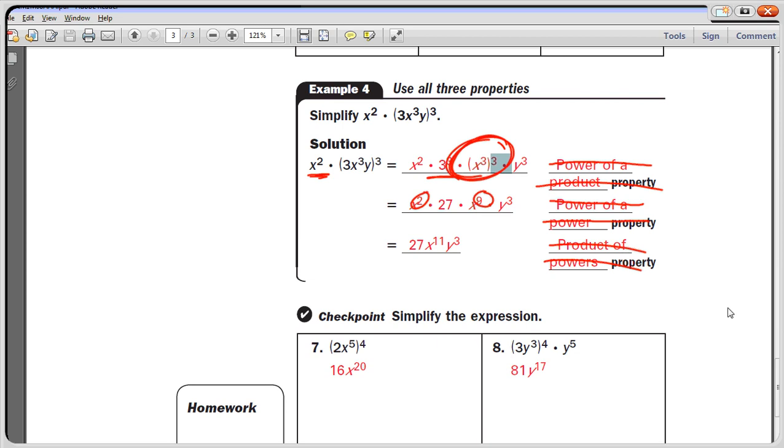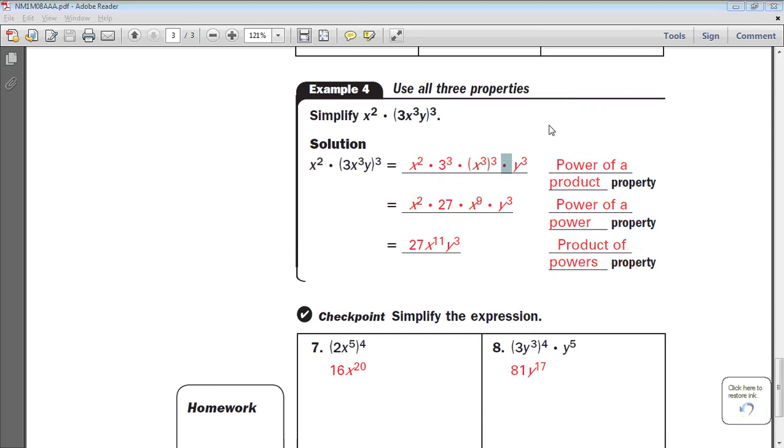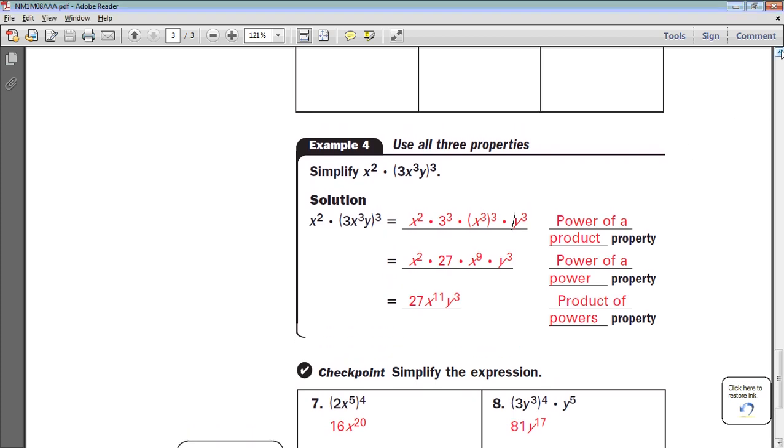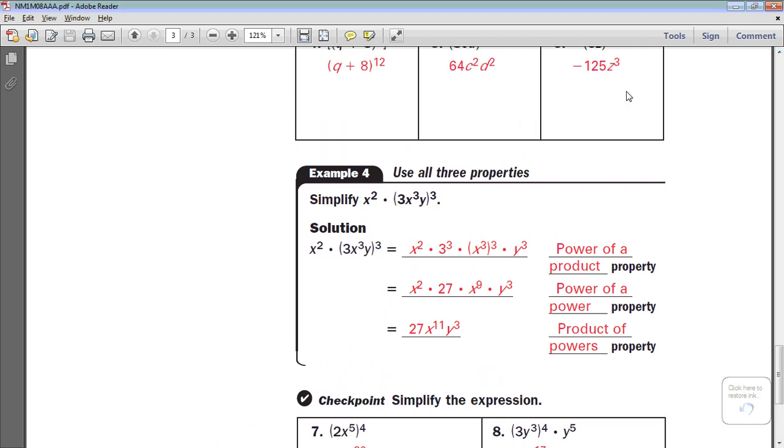Why doesn't it go in there? You're getting angry with me, huh? Here we go. If you didn't do the checkpoint yet, do it right now.